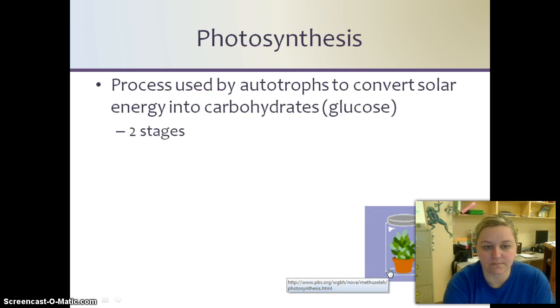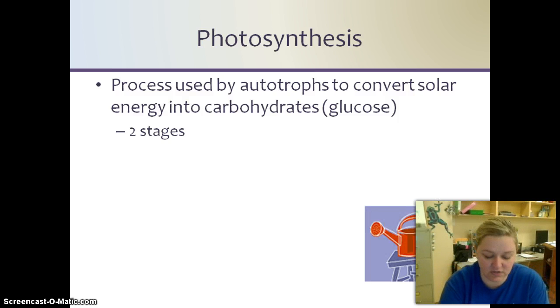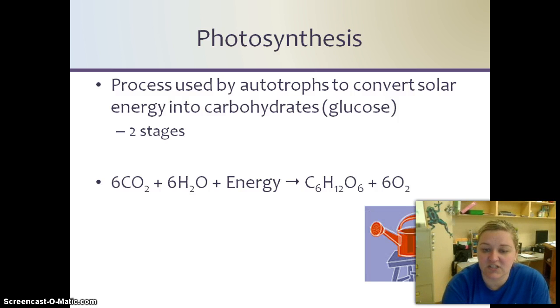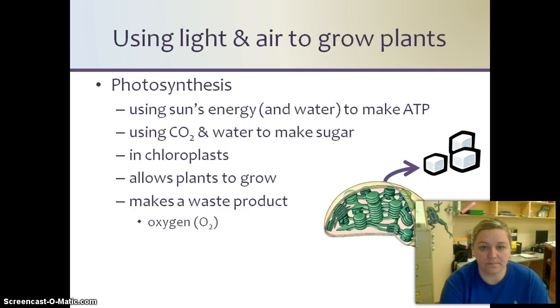Now, the definition of photosynthesis is the process used by autotrophs to convert solar energy into carbohydrates, and there are two stages. The formula for this is CO2 plus H2O plus energy yields C6H12O6 plus oxygen, or carbon dioxide plus water plus light yields glucose plus oxygen. So we use light and air in order to make our plants grow.